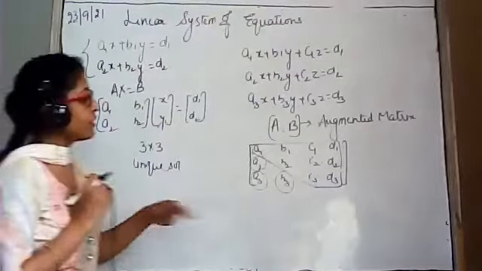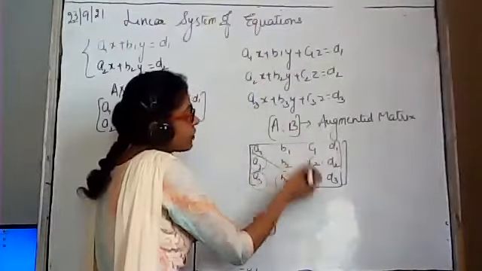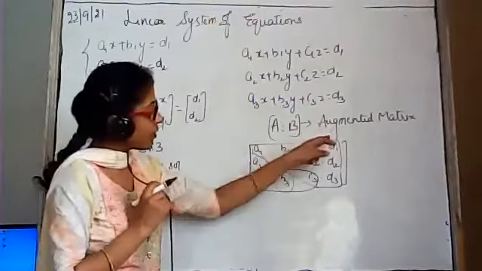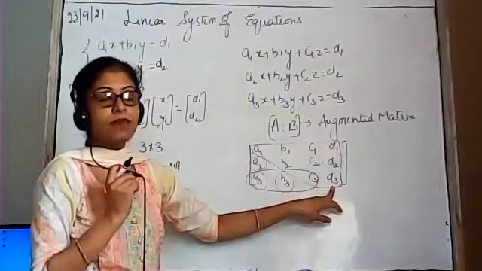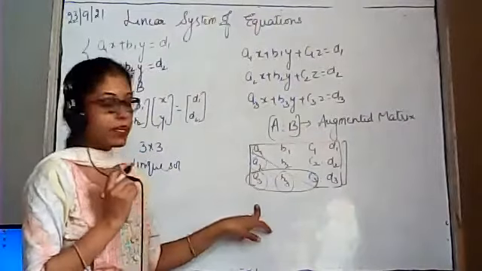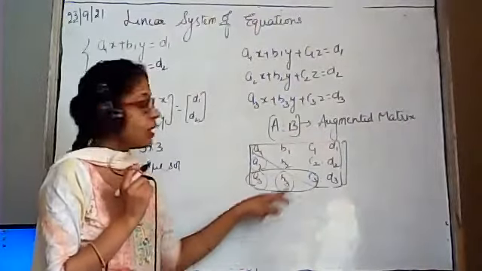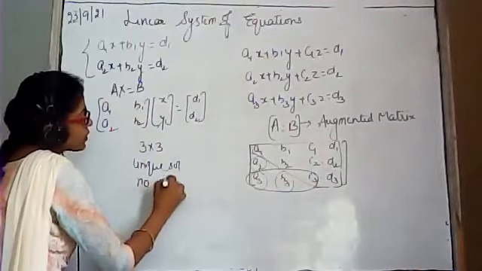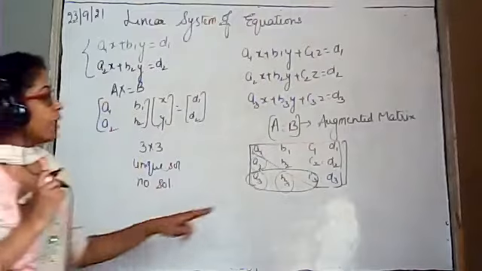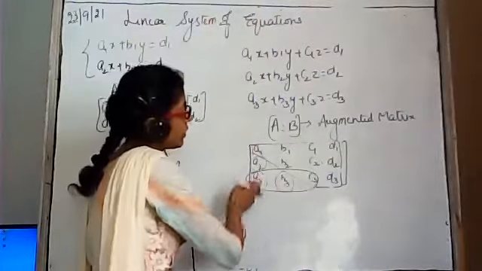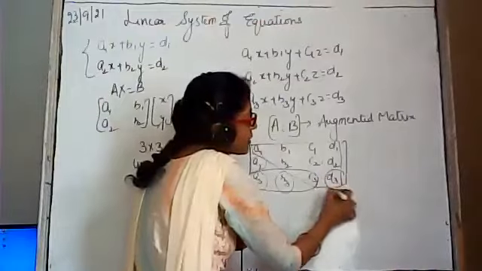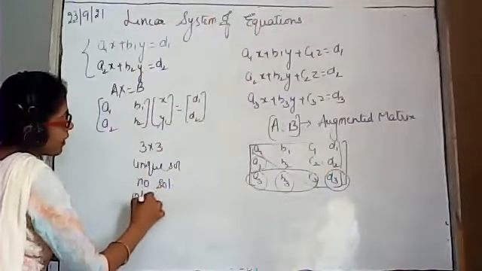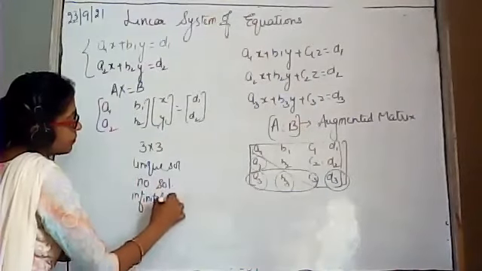Okay. After that, if any one of the 3 rows, let us suppose this last row, becomes 0, but this right hand side term in the last row exists. I'm again repeating, if this row becomes 0 but this term exists, in that case we will have no solution. Okay? After that, if this row becomes 0, as well as this term also becomes 0, in that case we will have infinitely many solutions.